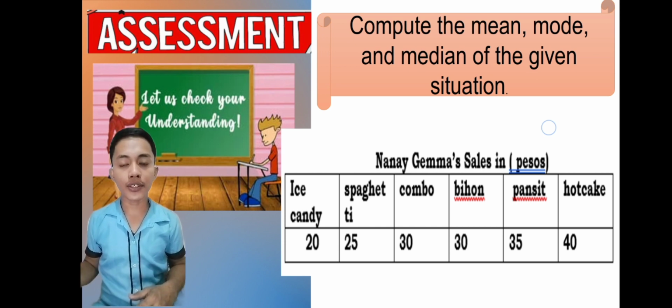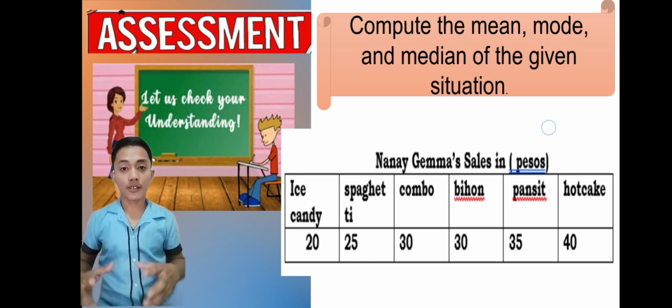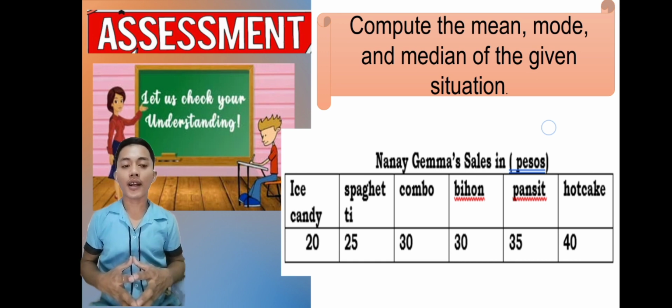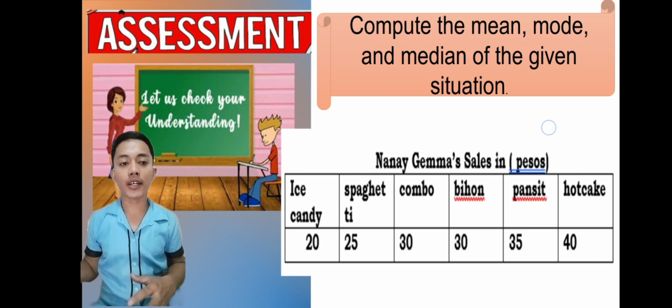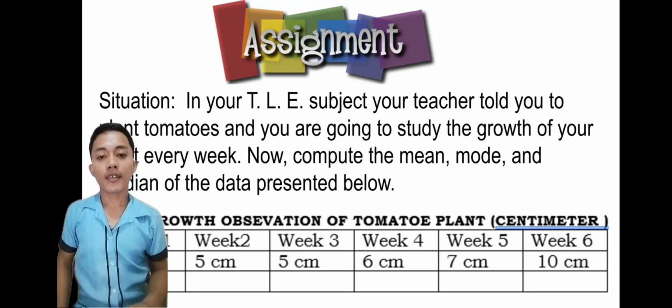So in other terms, 30 is the repeating number. So it is so easy, right? Try this at your home too.